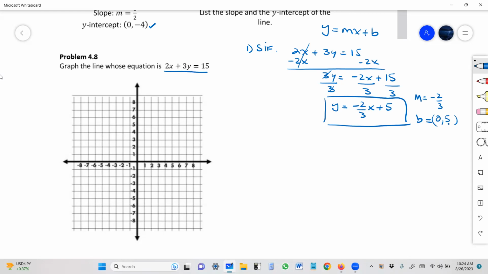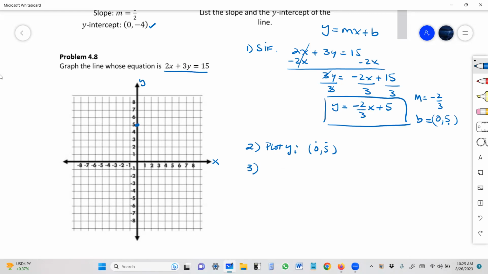So this is step 1. We put it in slope-intercept form. Step 2, we are going to plot the y-intercept, which in this case is 0, 5. The y-intercept is always going to be 0 and some other number. In this case, it's 5. And it's on the y-axis, right? So this is the y-axis, this is the x-axis. So 0, 5 is right here. Right? So that's step 1.